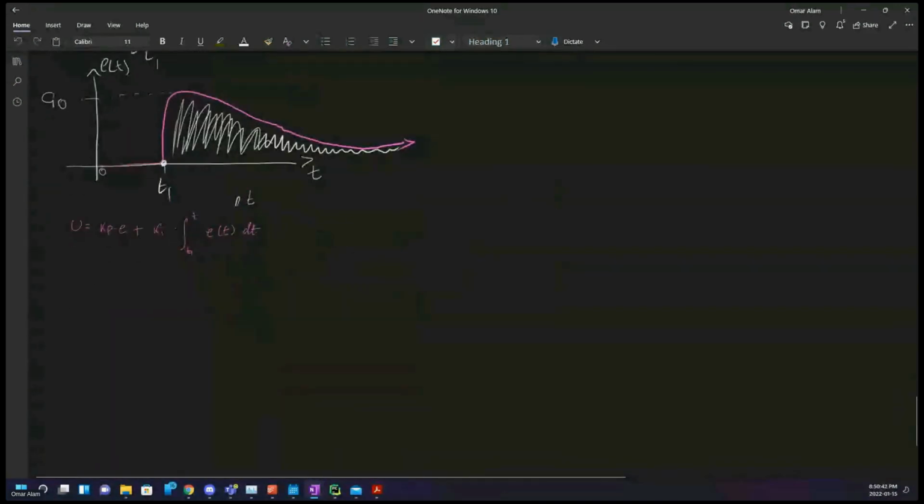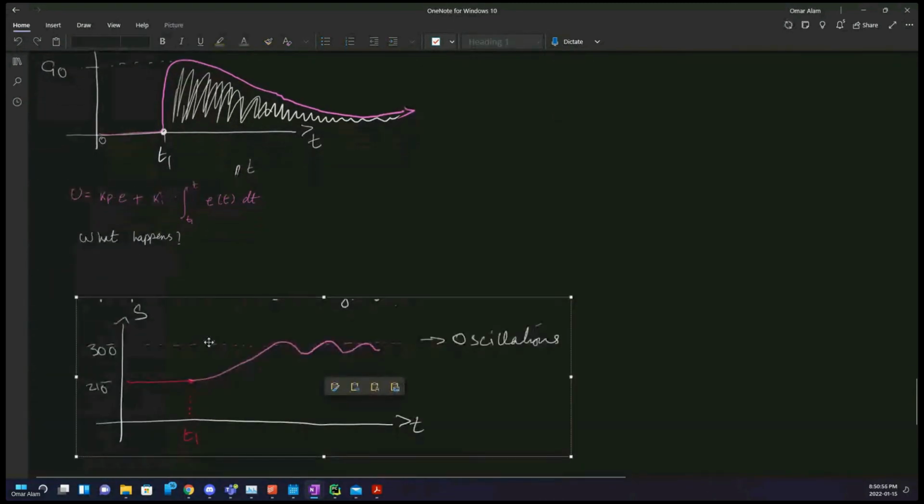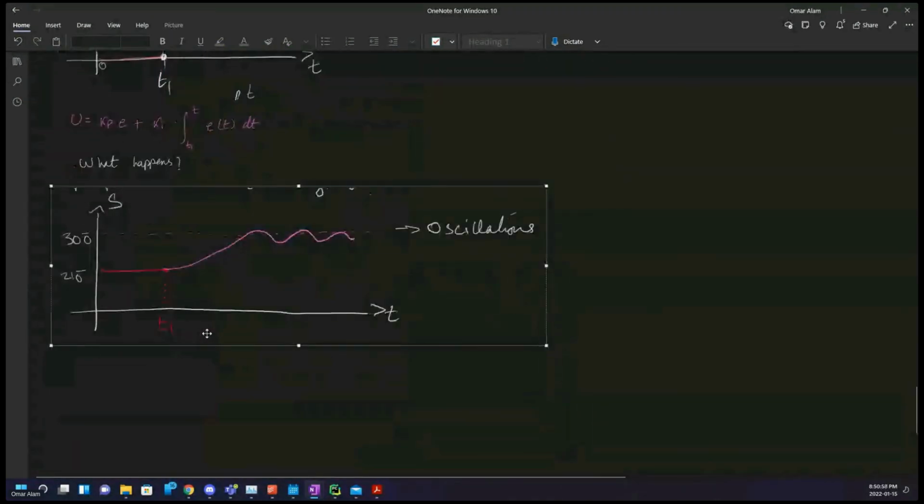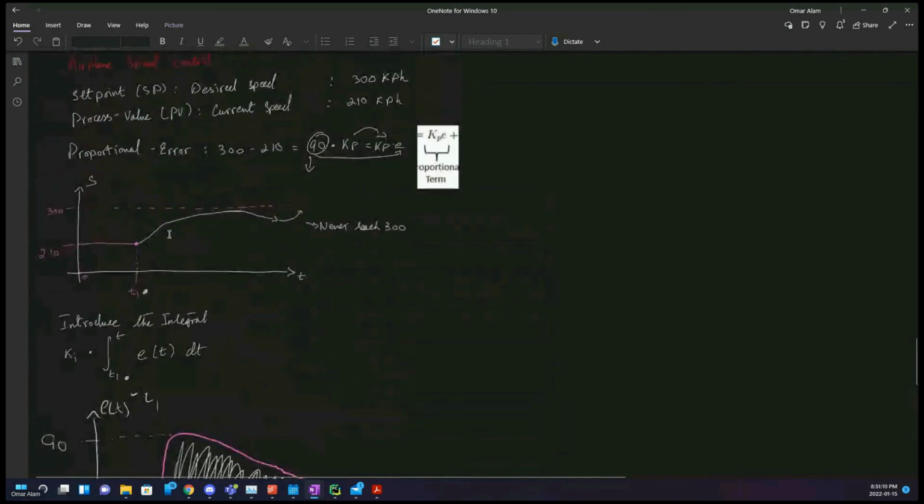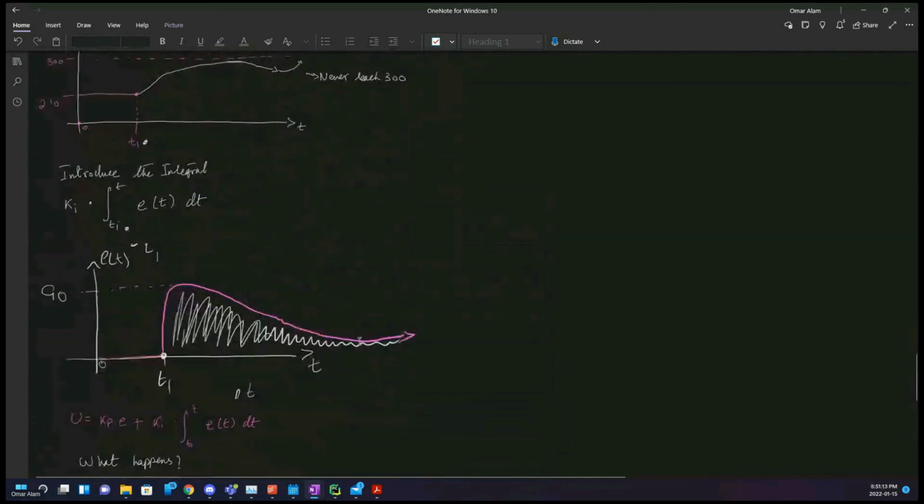So what happens when you combine these two? I have another graph that shows that. What happens is that, yes, you do reach 300 kilometers an hour, but the bad part about this is that you actually end up overshooting 300 kilometers an hour because of how much accumulation you had beforehand.